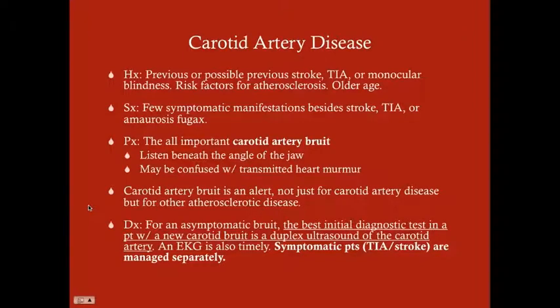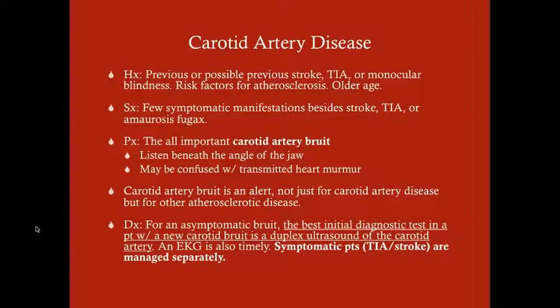And that's just what it sounds like. It's an ultrasound of the carotid artery, and you're able to see what direction the blood is flowing, and from there you can see where the plaque is and how much occlusion you've got. An EKG is also good to get on these patients, just because you're also working them up for other atherosclerotic disease. So you want to see if maybe they've had any silent MI. But the best initial diagnostic test with a patient with an asymptomatic carotid bruit is going to be a duplex ultrasound of the carotid artery.